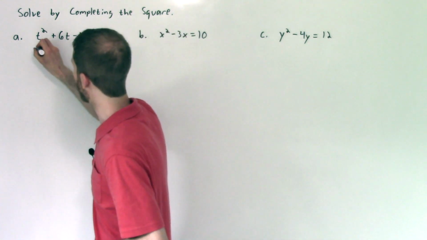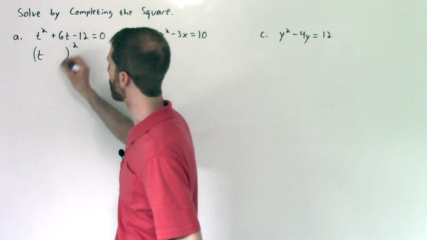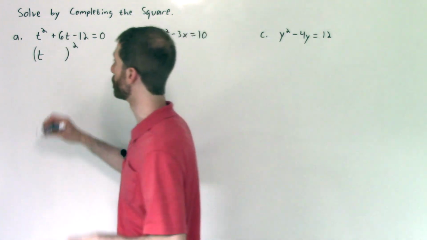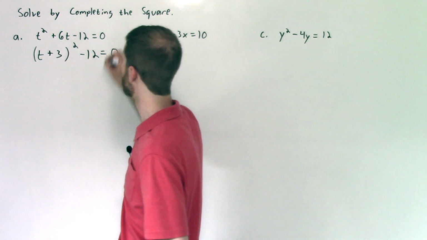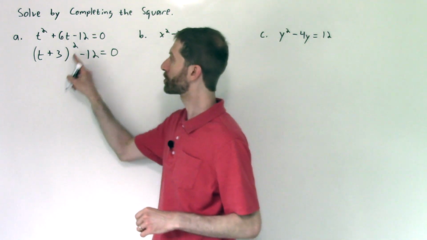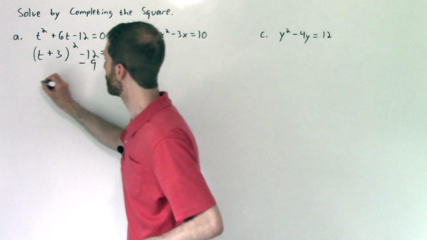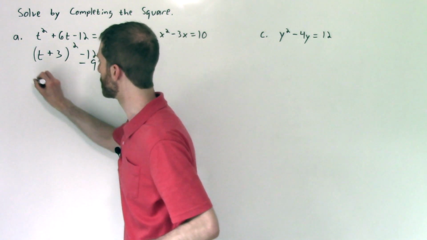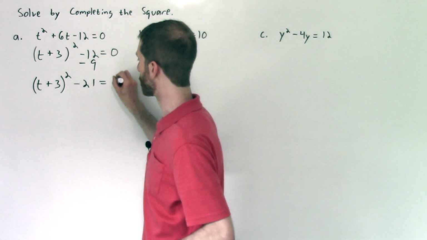To complete the square, we have this whole part squared and we have the t for t squared, and we divide the b term by 2. So it gives us plus 3. We still have the minus 12 equal to 0. Now from here, we have to figure out what we just added. We just added 3 squared to the problem, so we've got to subtract that also, minus 9. So that leaves me with t plus 3 squared, minus 12 minus 9 is minus 21, equal to 0.